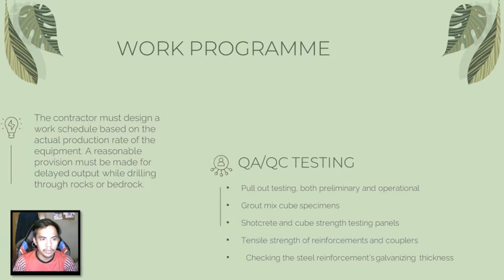And next, I will explain about the work program on soil nailing, which is that the contractor must design a work schedule based on the actual production rate of the equipment. A reasonable provision must be made for delayed output while drilling through rock or bedrock. And next, there needs to be QA/QC testing, which is pull-out testing, both preliminary and operational, grout mix cube specimens, shotcrete cube strength testing panel, tensile strength of reinforcement and coupler, and lastly, checking the steel reinforcement galvanizing thickness. Thank you.